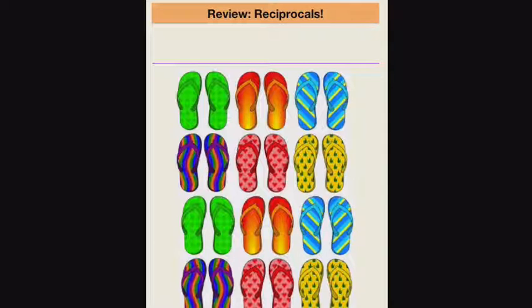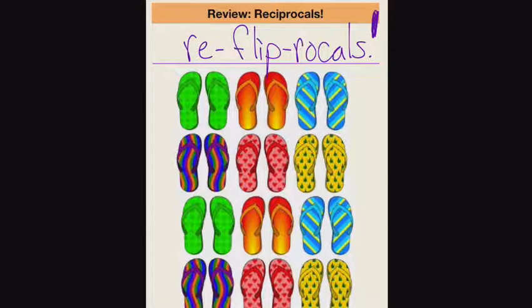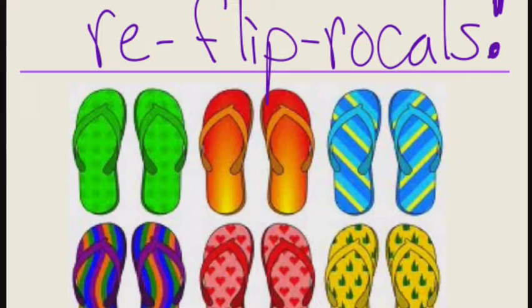Okay, so first we need to review reciprocals. And I'm sure you can see from all of the flip-flops that we're going to be reviewing that I like to call them reciprocals, refliprocals. You got it. And remember, we call them reciprocal refliprocals because we flip what's on the top and what's on the bottom of each number. So in each pair of these flip-flops, we're going to go ahead and review finding reciprocals.